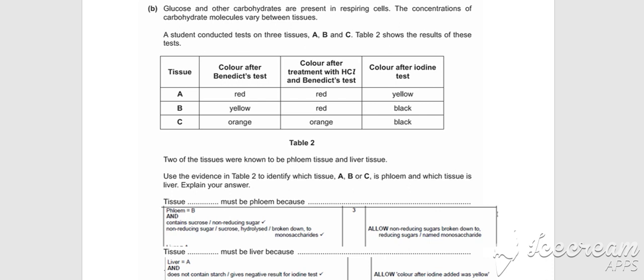11b, glucose and other carbohydrates are present in respiring cells. The concentration of carbohydrate molecules varies between tissues. The students conducted tests on 3 tissues, A, B and C, and Table 2 shows the results of these. So we've got the 3 tissues and then we can see the various tests.